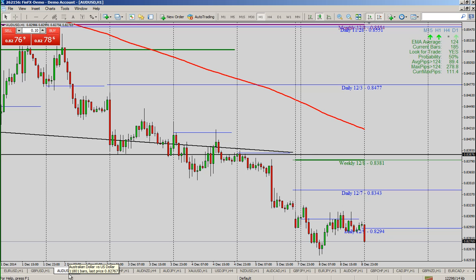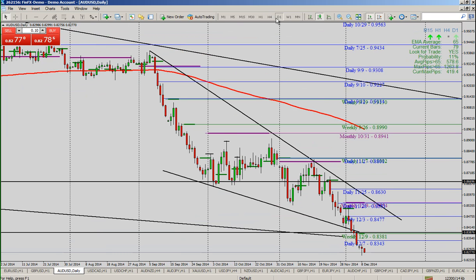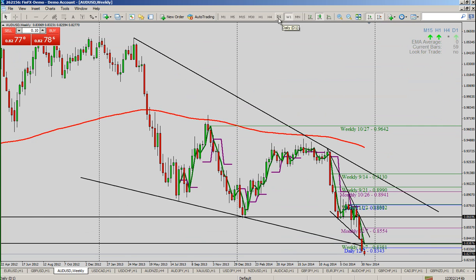Sure, Adrian. Aussie dollar, as much as I want to have a setup on the Aussie dollar, I have nothing. I'd love to sell any kind of rallies, but I can't seem to get a rally to sell, and so I'm just sitting it out until we get something. So Aussie dollar's on the sidelines.